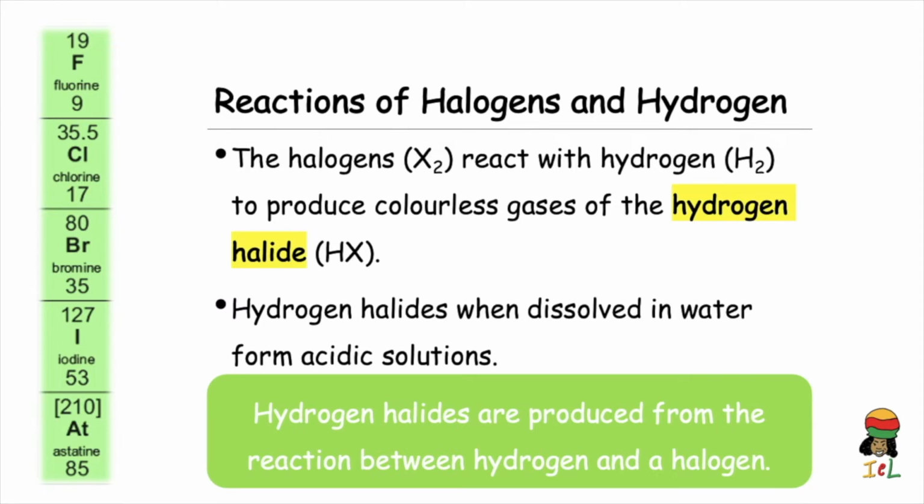Now, when halogens react with hydrogen, chemical formula H2, they produce colorless gases of the hydrogen halide, general formula HX, where H comes from hydrogen and X can be substituted with the symbol of the halogen with which the hydrogen reacted. Also note that hydrogen halides, when dissolved in water, form acidic solutions. So keep in mind that hydrogen halides are produced from the reaction between hydrogen and a halogen.